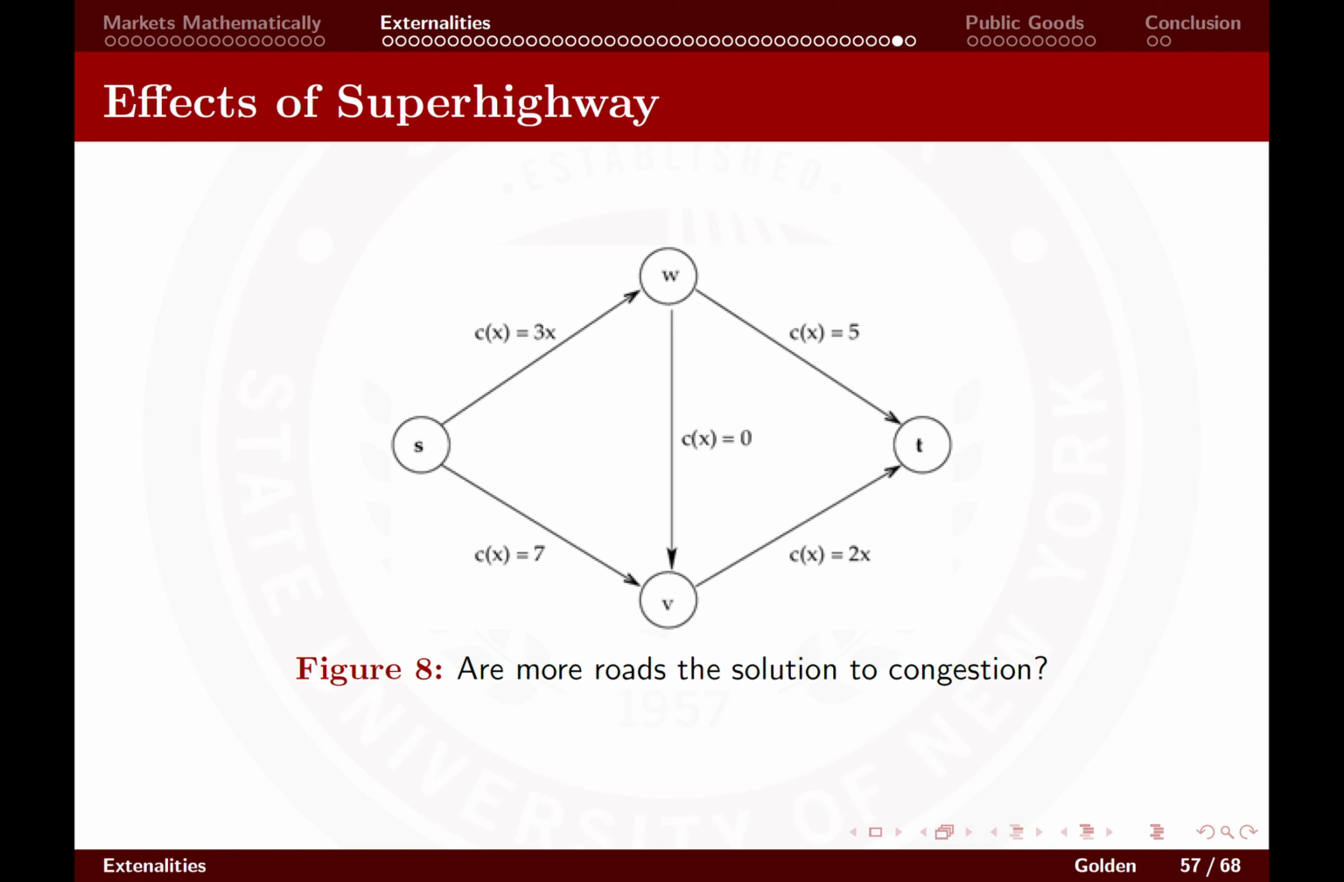But that's not always going to be the case. I think on your homework, I've given you an example where this is not the case, and actually the superhighway will lead to more congestion. So just keep in mind, adding this road can be helpful. In this case, we went from everyone having to pay 3 and then 5, for a total of 8, to everyone having to pay 3 and then 2, for a total of 5.